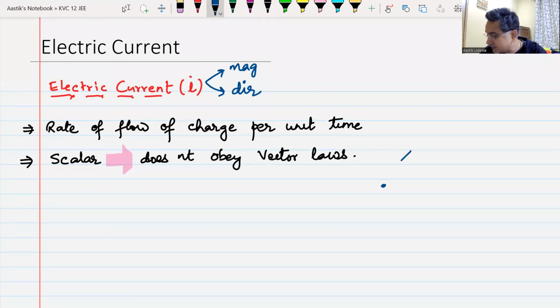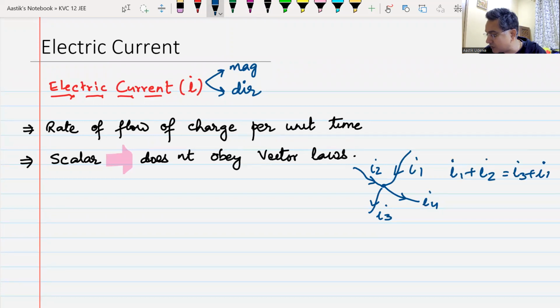If, for example, there is a node or a junction and some currents are coming in and some currents are going out, we simply write them algebraically. Kirchhoff junction law, do we remember this? I1 plus I2 will be equal to I3 plus I4. We don't add them vectorially. Current does not get added vectorially, and for this simple reason, current is a scalar quantity. Do we understand this?